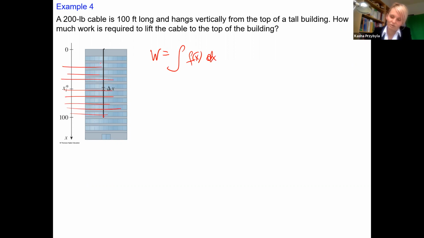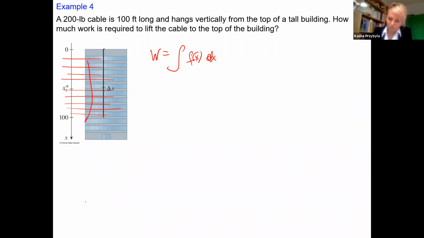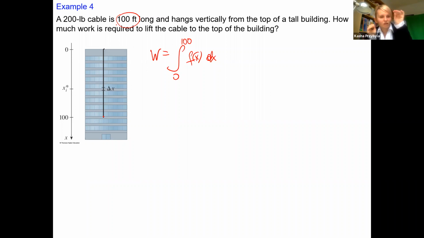That means we will integrate, and we are always looking from 0 to 100, because it's 100 feet we have to pull it. I'm assuming that I'm on the top, so from 0 to 100.